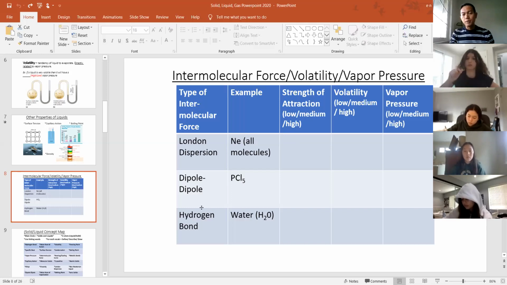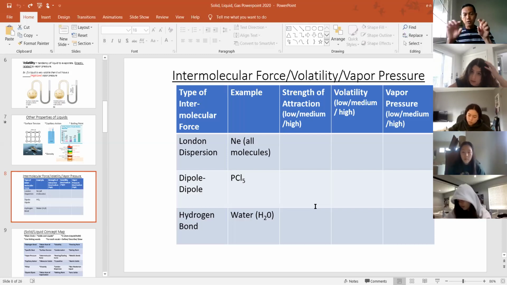For the second row, isn't dipole medium or middle in terms of the strength of intermolecular force? Because it's in the middle, then all across the board, the answer to that would be medium or middle. So dipole is medium in its strength. It is medium in terms of its volatility, and it's also kind of the midway point in terms of vapor pressure compared to the other two.